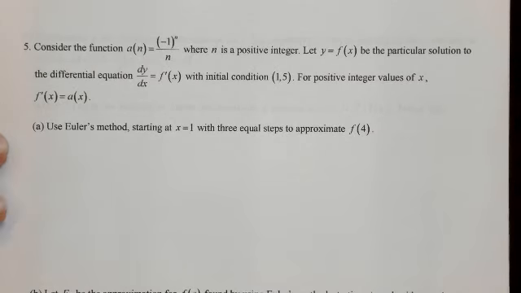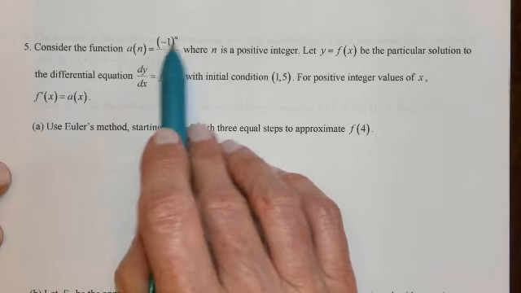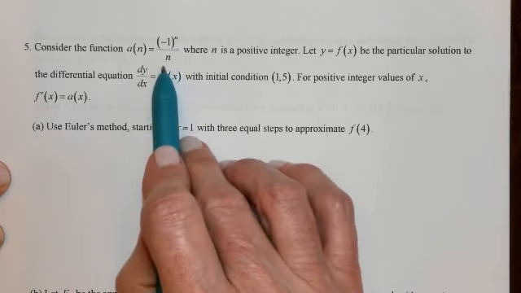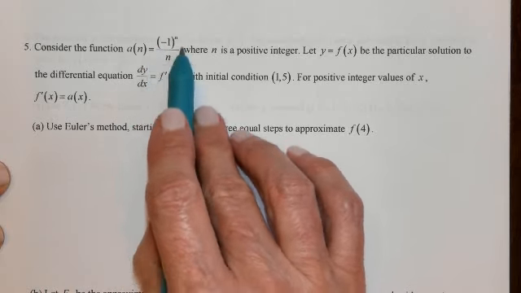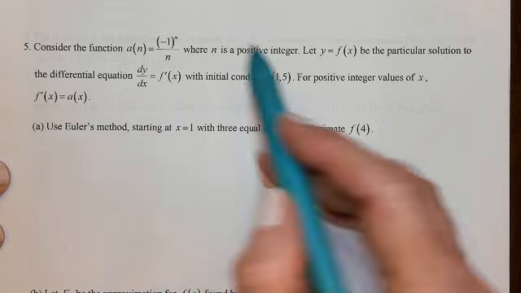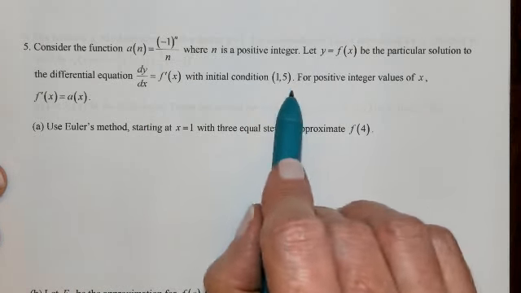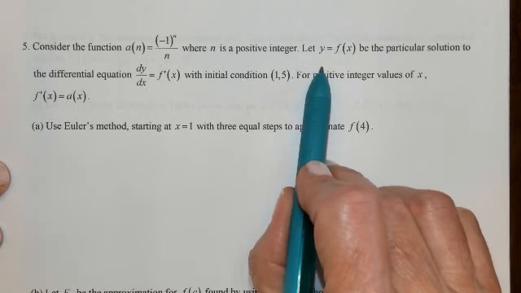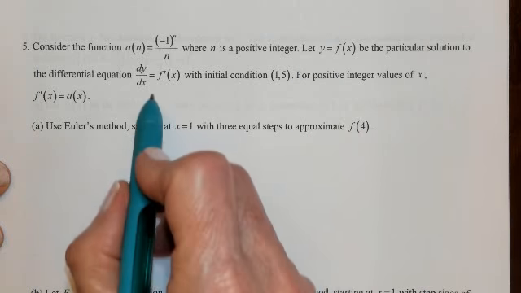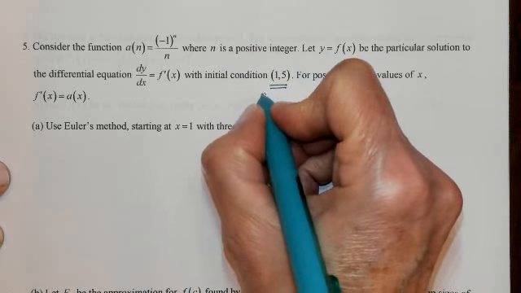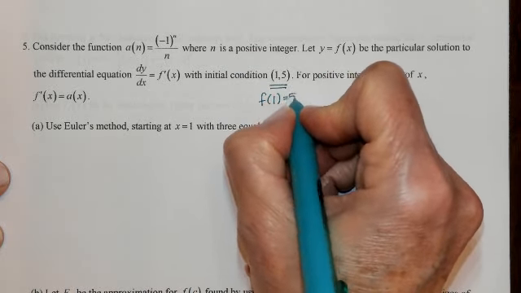Number 5 says, consider the function a sub n is negative 1 to the n over n, where n is a positive integer. I kind of recognize that. Hopefully you do too. That's our alternating harmonic series. If this was a series, it would be our alternating harmonic series. Maybe that'll come into play here because that's one of the things that was on our list that was included in this year's exam. Let y equals f of x be the particular solution to this differential equation with initial condition (1, 5). So f at 1 is equal to 5.